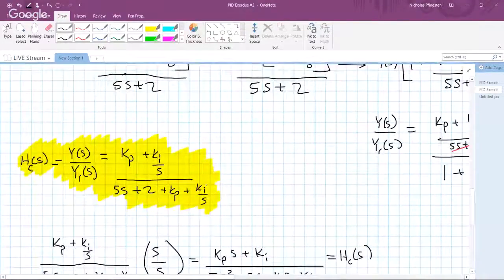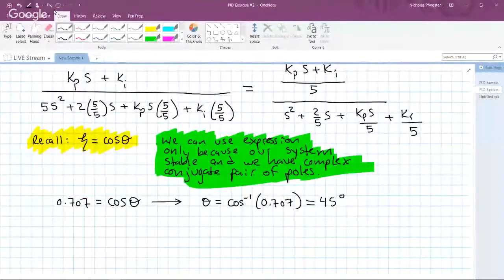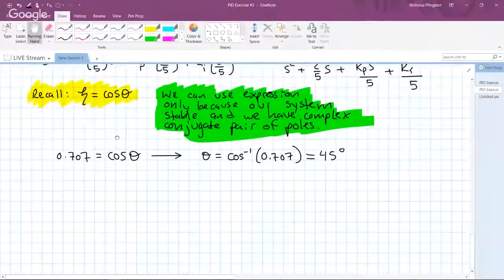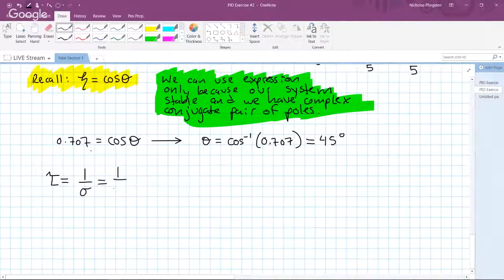What's another thing that we know that was given? Well, we were given that the time constant was 0.5 seconds. Let's recall what the time constant is. Time constant is equal to 1 all over sigma, which is also equal to 1 all over zeta omega sub n.